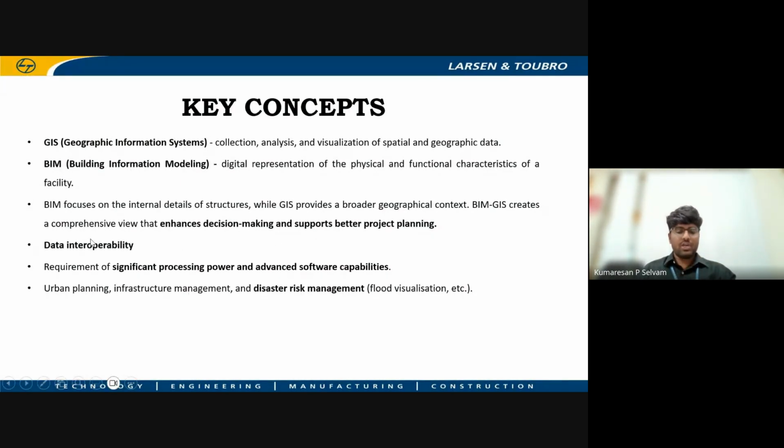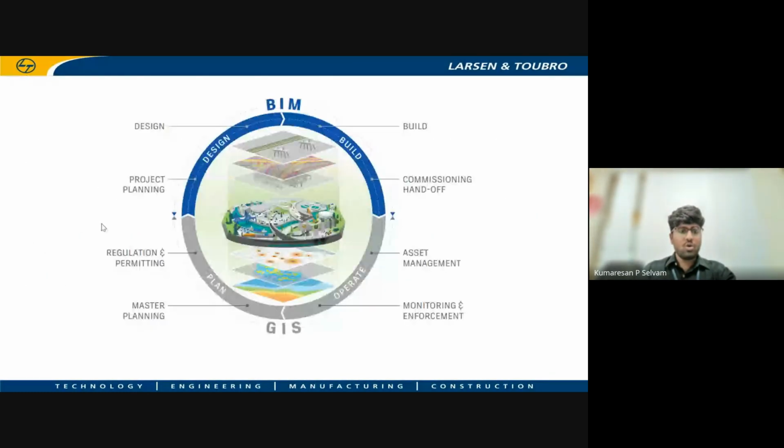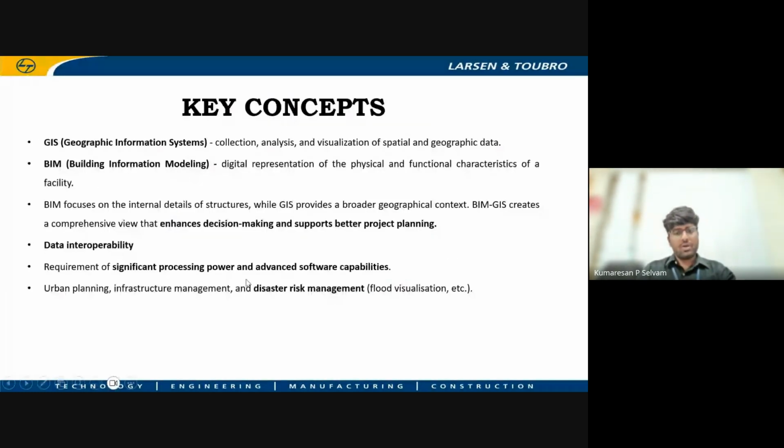Where and how the site is located and everything will be visible in this. And data interoperability: BIM is one kind of data with its own technology, and GIS is a different data with different technology. Both interoperably will give a holistic view, and this requires significant processing power and advanced software capabilities. BIM-GIS integration requires more processing power because BIM already is a big model, and GIS again is heavy data. So integrating both requires more software capabilities and more processing power.